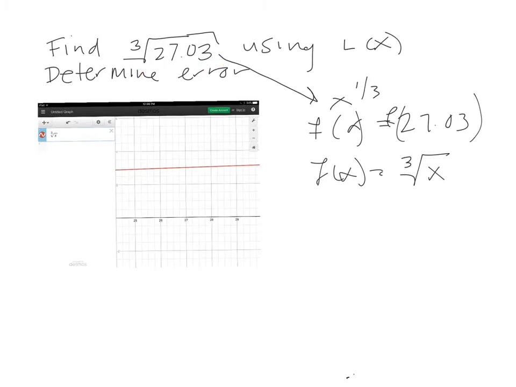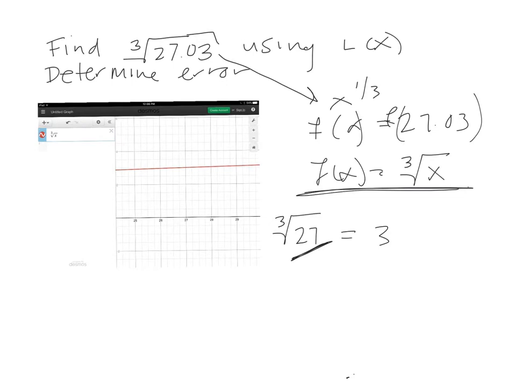27.03 is really close to 27. And the relationship that 27 has to the cube root is that 27 has a cubed root. The cube root of 27 is 3. 3 times 3 is 9, times 3 is 27. So now I know that my parent function is going to be this. That's my function that I'm using. And my a is going to be this. I'm going to center it around 27.